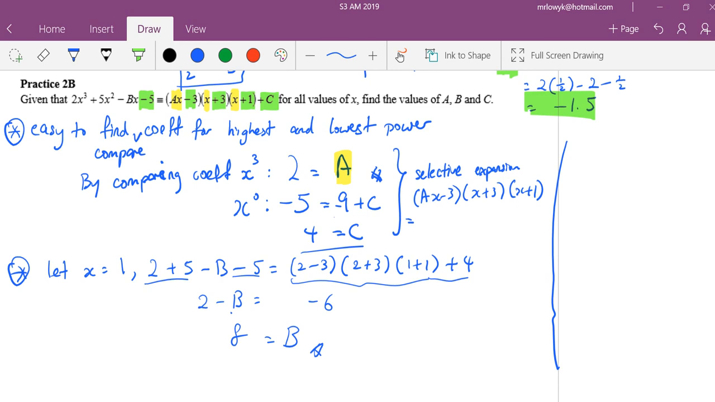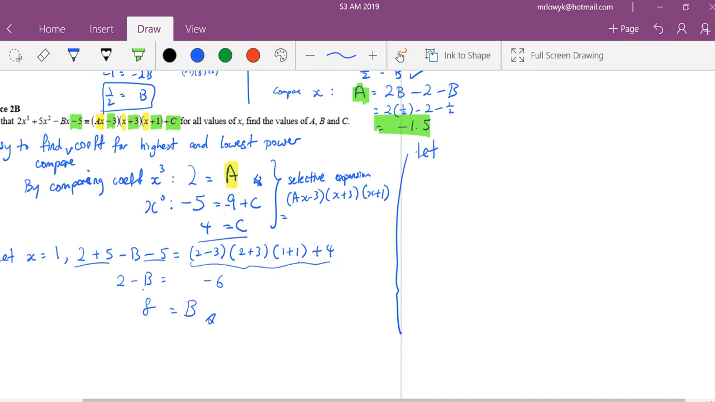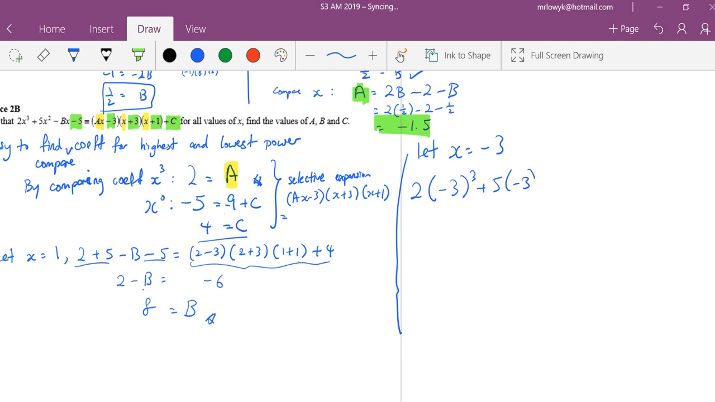What number would you like to put? Do you know why negative 3? Make one of the brackets 0, then you have nothing already. Do you understand? Very good. Negative 1 is also correct. So let's try. I will write down, let x be negative 3. 2 times negative 3 cubed plus 5 times negative 3 plus b times negative 3 minus 5 equals 0 plus c.